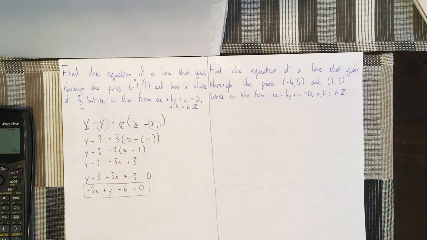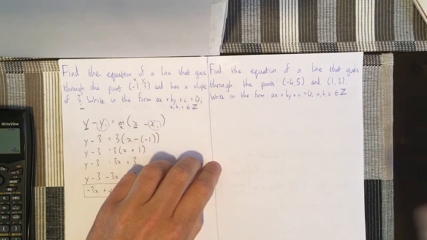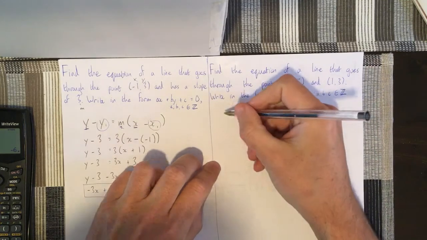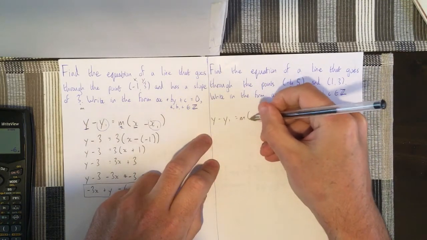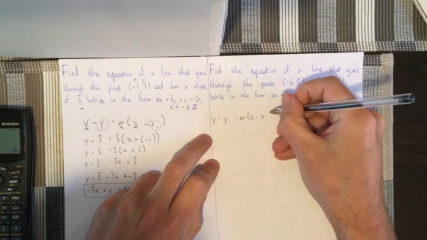So find the equation of a line that goes through the points -4, 5 and 1, 3. Write in the form ax plus by plus c equals 0 again. So look, we'll deal with that at the end. So first thing I'm asked to do here, find the equation of a line, or write the equation of a line. So y minus y1 equals m on x minus x1.